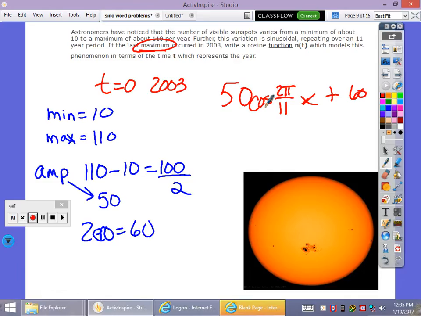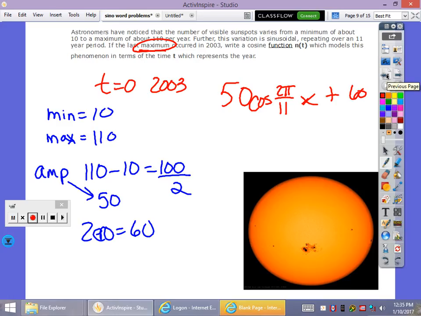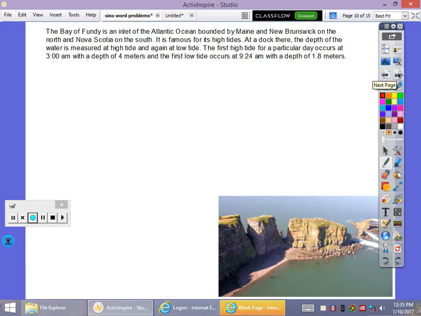Okay? If they said, please write the equation from 2001, it'd be minus 2. But I can write my equation from anything, right? Because I said time 0 was going to be 2003. So if the starting time matches, then there's no shift. Okay? All right, moving on.